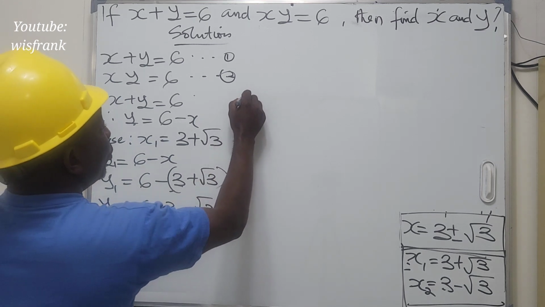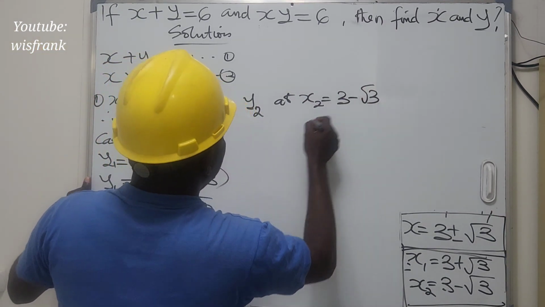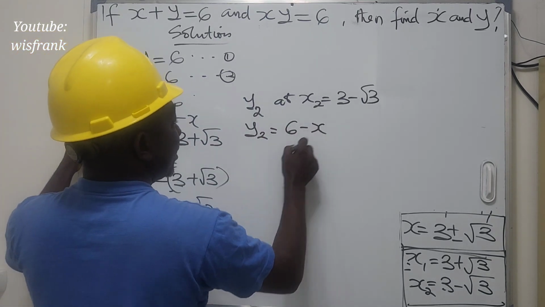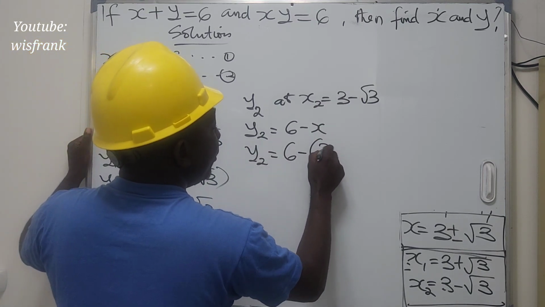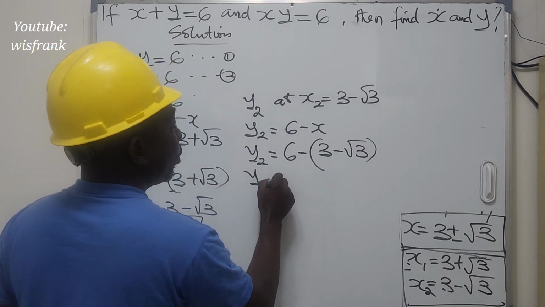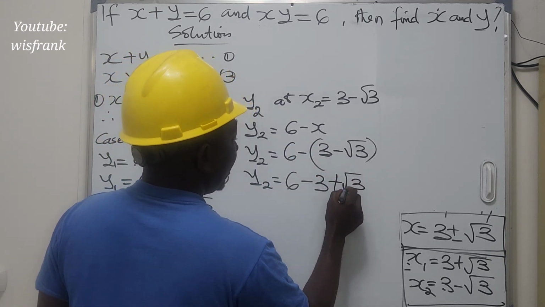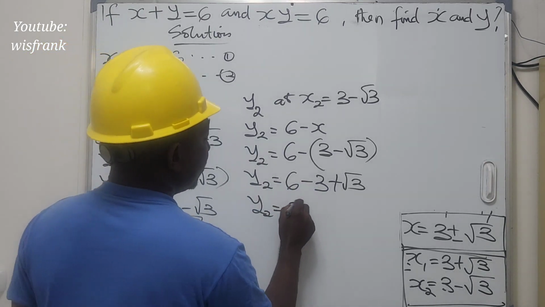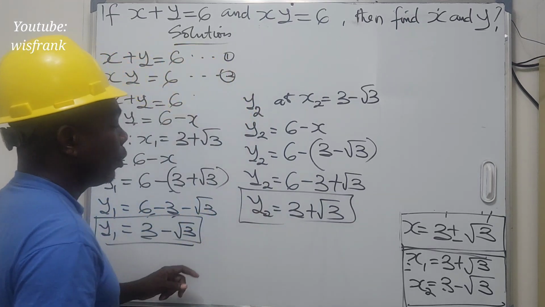Then for y2, at x2 equals 3 minus root 3, this will become our y2 equals 6 minus x. Substituting this into here, we have y2 equals 6 minus (3 minus root 3). So expanding this, we have y2 equals 6 minus 3, then minus times minus here, we have plus root 3. So this will become y2 equals 6 minus 3, equals 3, we have plus root 3. So this is the value of y2 that we have.